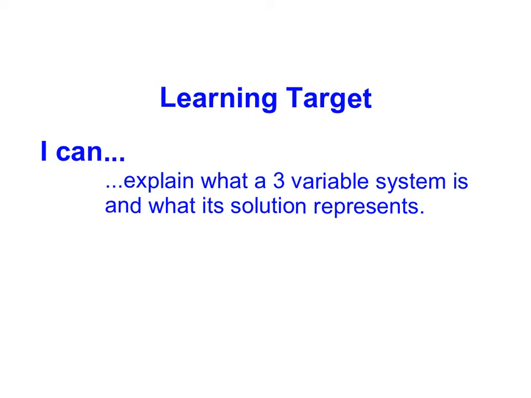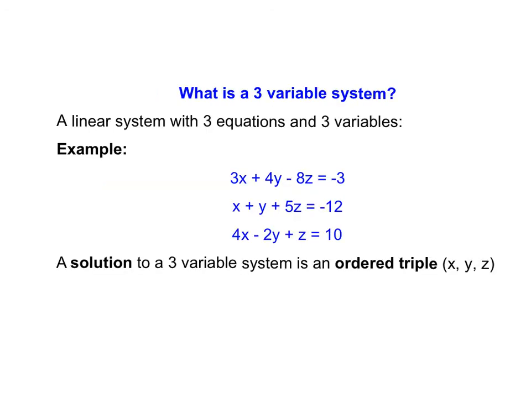In this video, we will be learning what a three-variable system is and what its solution actually represents in mathematics. A three-variable system is very similar to a two-variable system. A three-variable system, as it seems, has three different variables. You can see here that x is one of our variables, y is another, and z is our third variable.